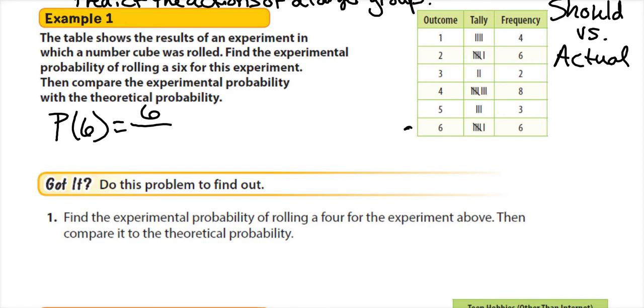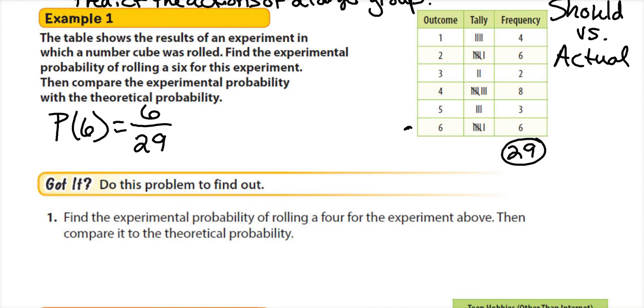So 4 plus 6 is 10. 10 plus 2 makes 12. 12 plus 8 makes 20. 20 plus 3 is 23. And then plus 6 makes 29. So they ended up rolling 29 times altogether. So 6 over 29. All right? Now we need to see if that can reduce. So will 6 over 29 reduce? And it will not.